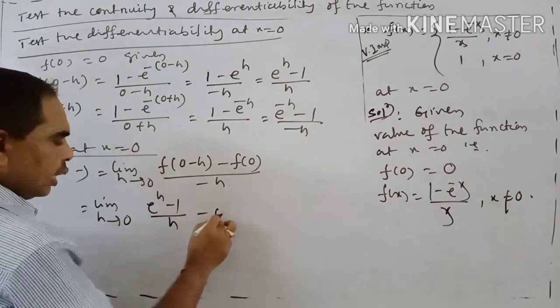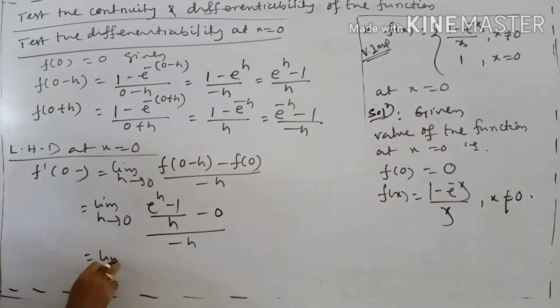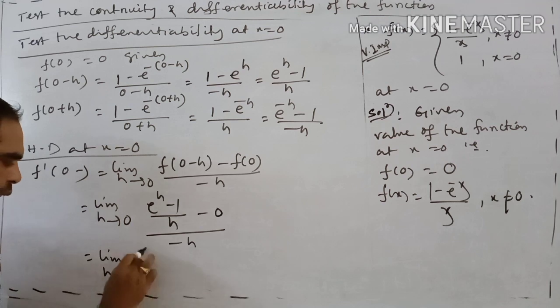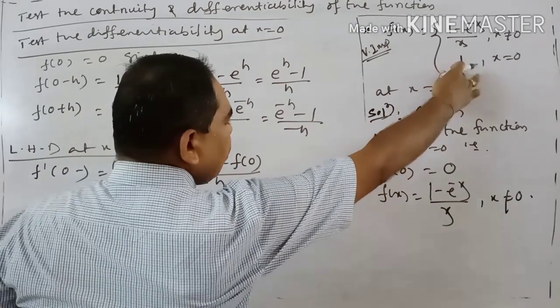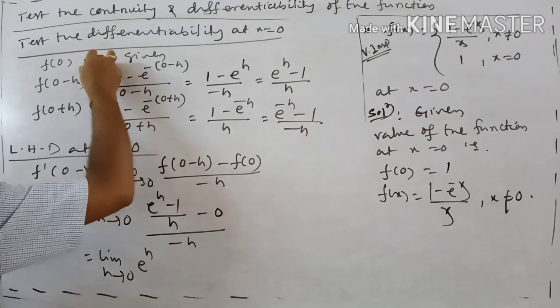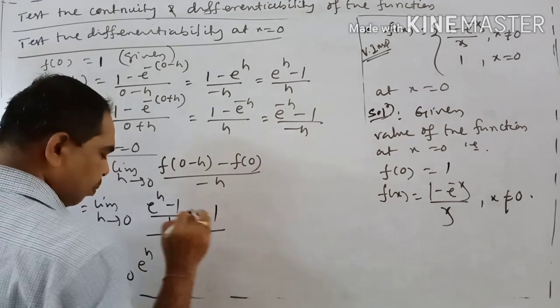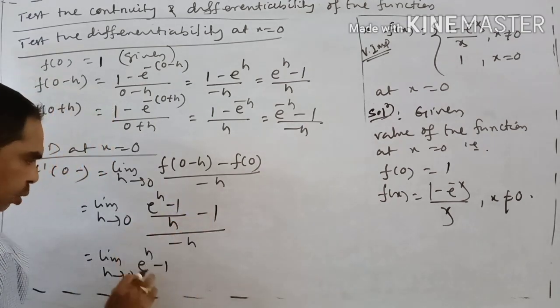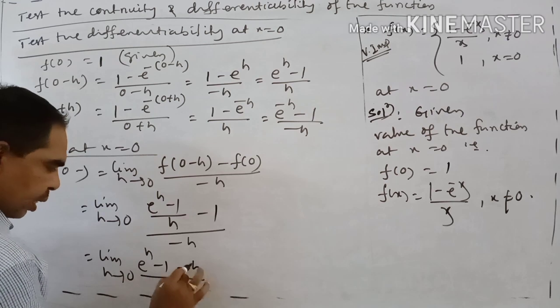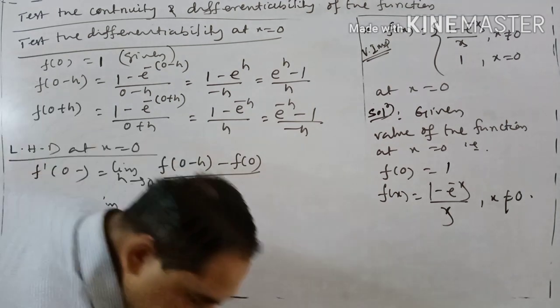f of 0 is what? Sorry, f of 0 is 1, given. So this is 1. So we get e to power h minus 1 minus h divided by minus h square.